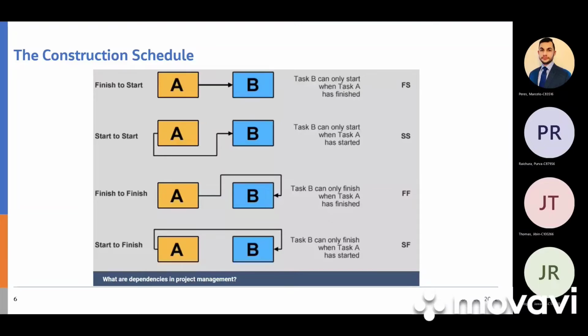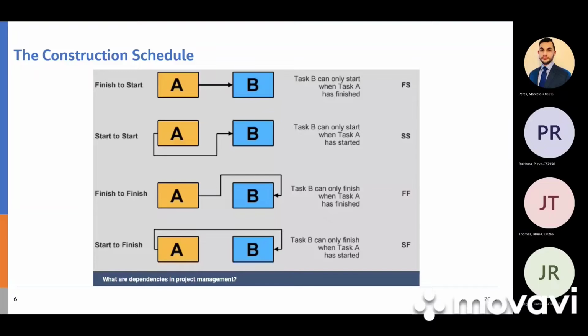And then start to start. An example could be leveling concrete. When you see those trucks pouring the concrete, you see those guys with a rake evenly spreading the concrete around and leveling the concrete. It's a concurrent relationship, pouring the concrete and leveling the concrete. They cannot start leveling the concrete until you start pouring it. So it's a start to start relationship.